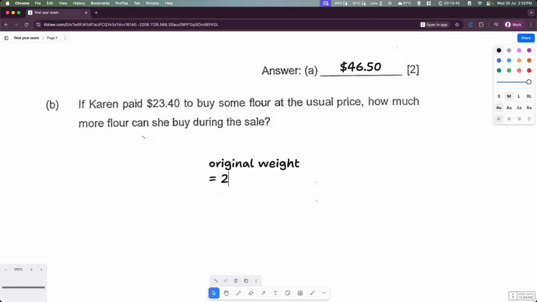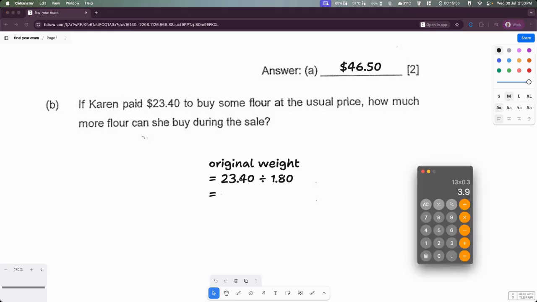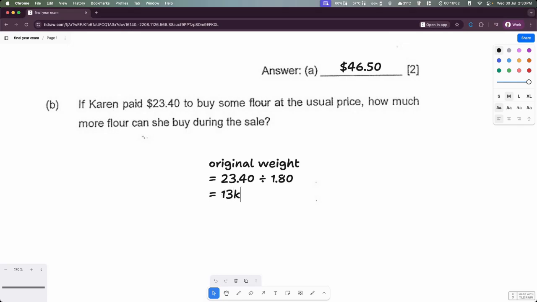Okay, 23.40, and then we divide it by 1.80, or 1.8. So we will use the calculator. 23.4 divided by 1.8 is 13 kg. So she bought 13 kg worth of flour.